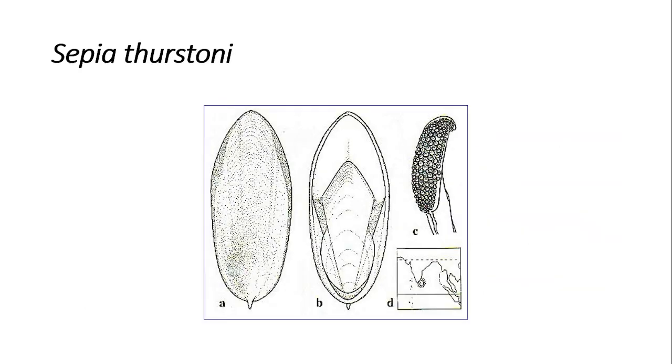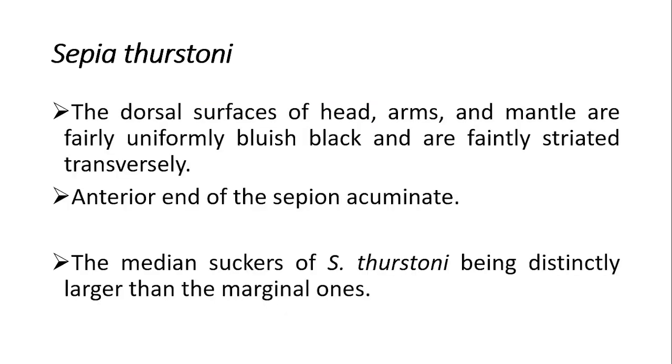Next, we move to the species Sepia testoni. In this species, the dorsal surface of the head and mantle are fairly uniform bluish black and faintly striated transversely. The anterior end is acuminate, and the median suckers of testoni are distinctly larger than the marginal ones.